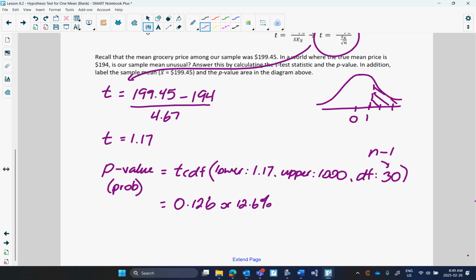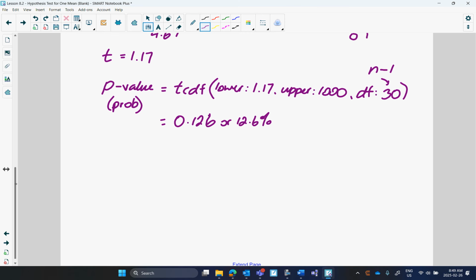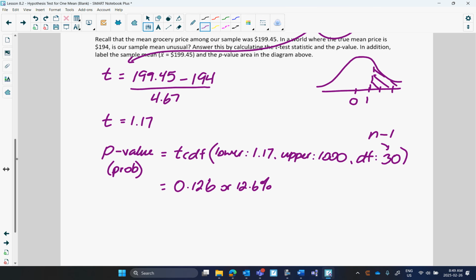Okay. Well, the probability of getting our sample of $199.45 or bigger is 12.6%. Not unusual. Well above the 5% alpha level.